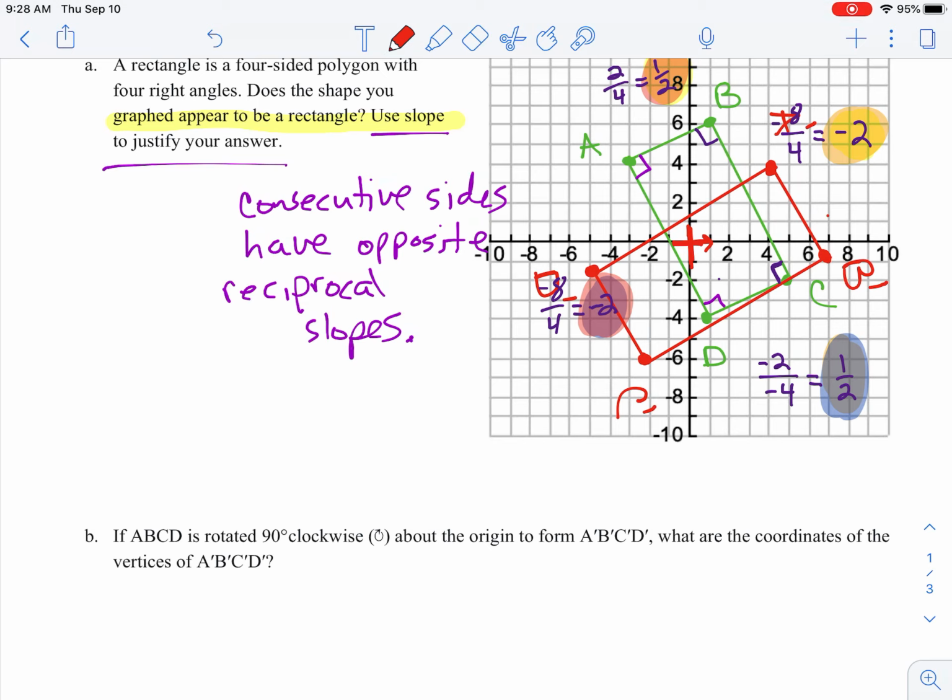So I hope that helped you. What are the coordinates of the vertices? So now you can just go back and write in what these coordinates are.